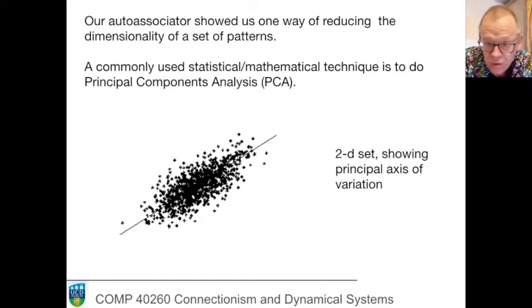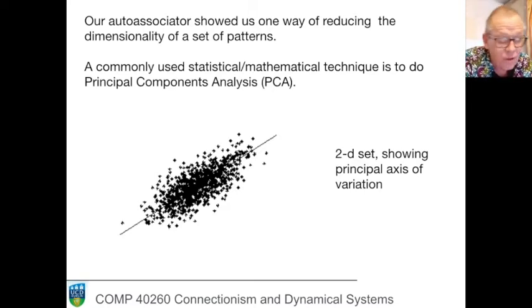Now, the auto-associator that we saw in Unit 6.1 gave one way of reducing the dimensionality of a set of patterns. So we're squeezing patterns which are quite large at the input layer through a bottleneck at the hidden layer which has fewer units. So that the 500,000 numbers at the input, now are reduced to maybe 5 numbers at the hidden layer. So that's one way of reducing the dimensionality.